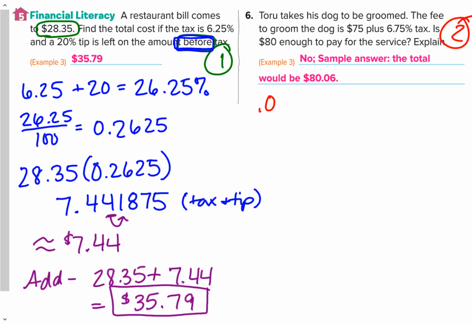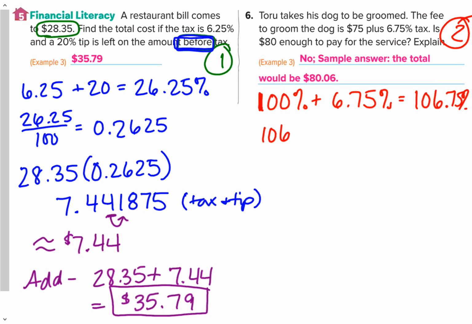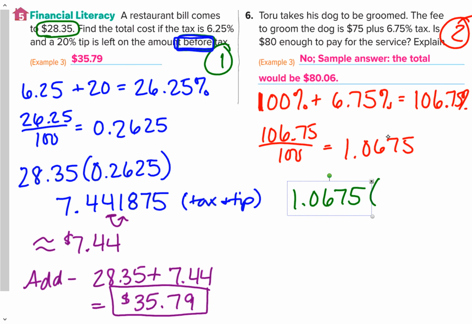So we're going to take 100% and add it to our 6.75%. That's going to equal 106.75%. Okay, let's go ahead and turn that into a decimal. So 106.75 over 100, that equals 1.0675. That's a one-shot deal. We just multiply this 1.0675 times our 75.